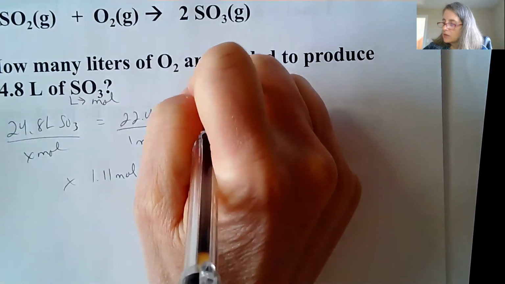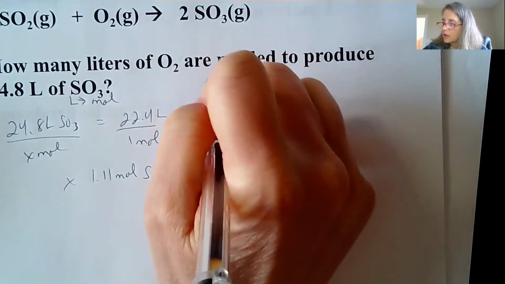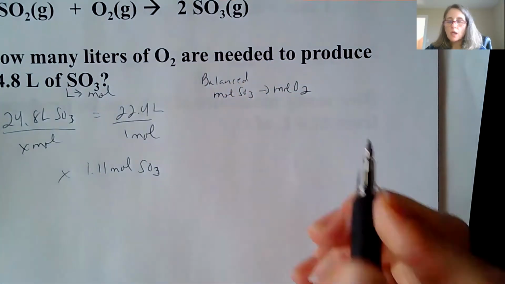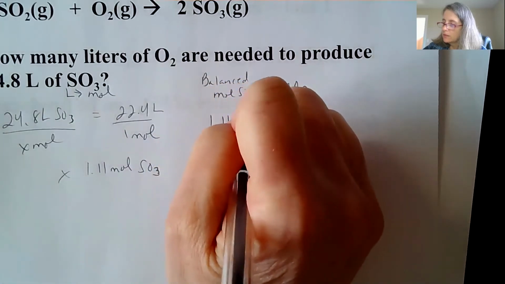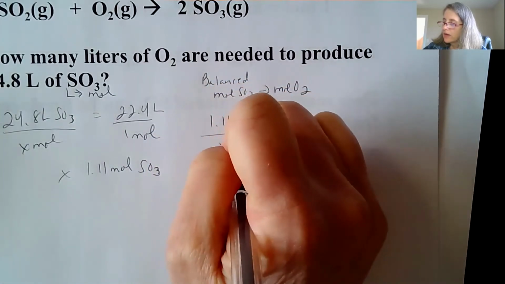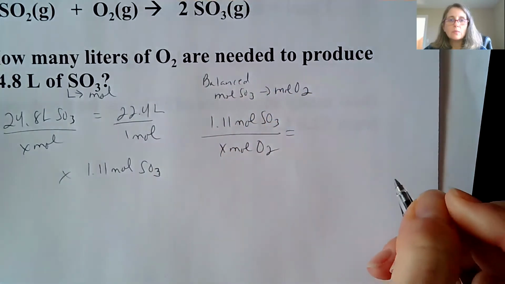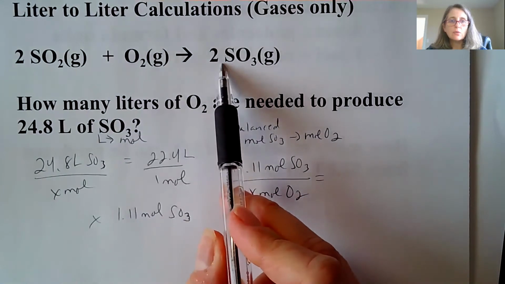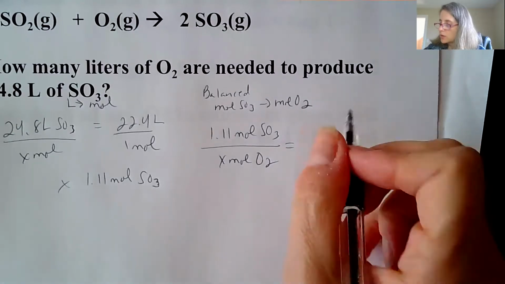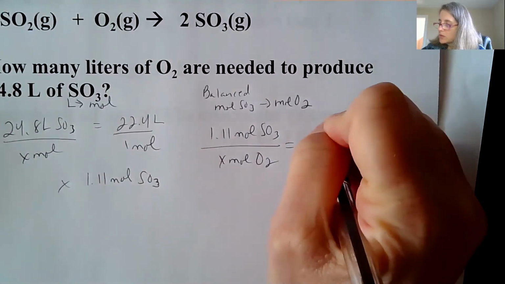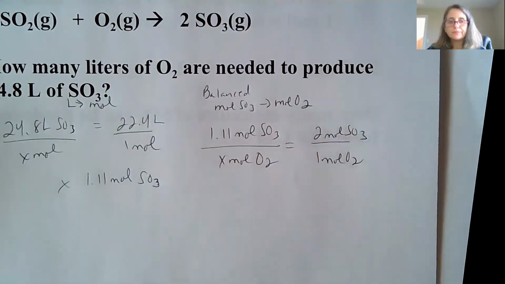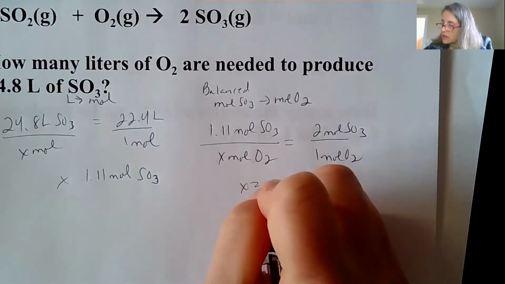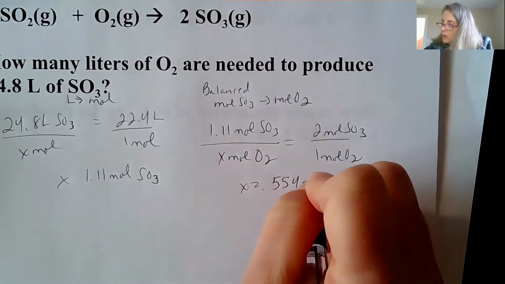The second part is using the balanced chemical equation. I'm going to go from moles of SO3 to moles of O2. So I'm going to take my 1.11 moles of SO3, and I'm just going to say how many moles of O2 is going to be in that relationship. So again, I have to look back at my chemical reaction. I see that there's a 2 in front of the SO3 and there's a 1 in front of the O2. So I have 1 mole of O2 on the bottom, 2 moles of SO3 on top. So I cross multiply, 1.11 divided by 2. X is going to be 0.554 moles of O2.